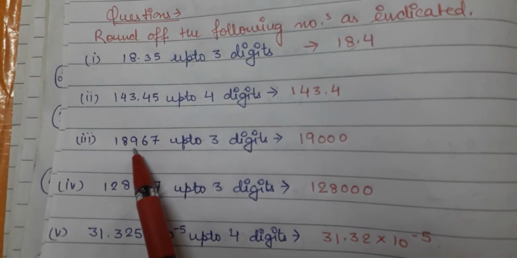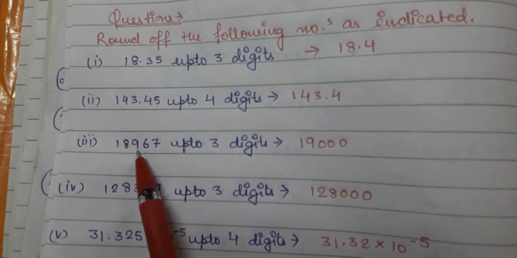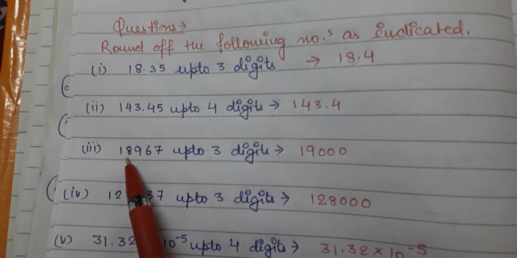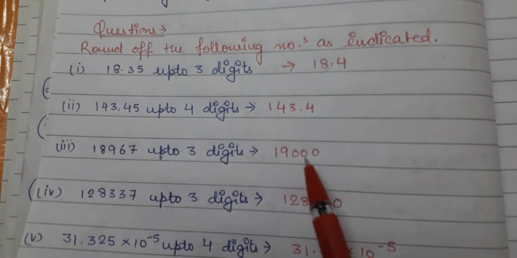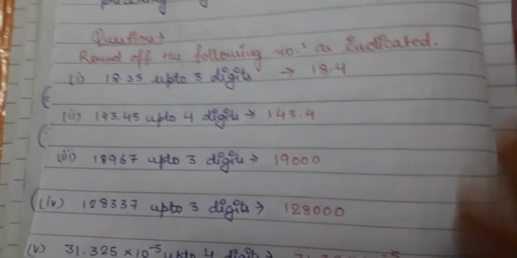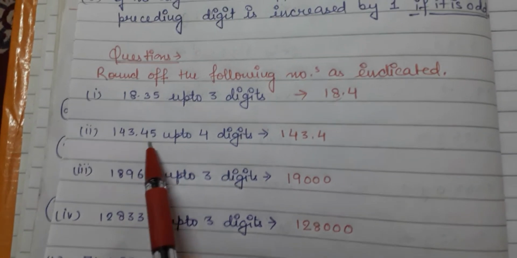Now what was the digit I need to drop? The third digit is 9, and since it is greater than 5, the preceding digit is increased by 1. The preceding digit of 9 is 8 and it will be increased by 1. So the answer is 19000. So this is the example of the second rule.